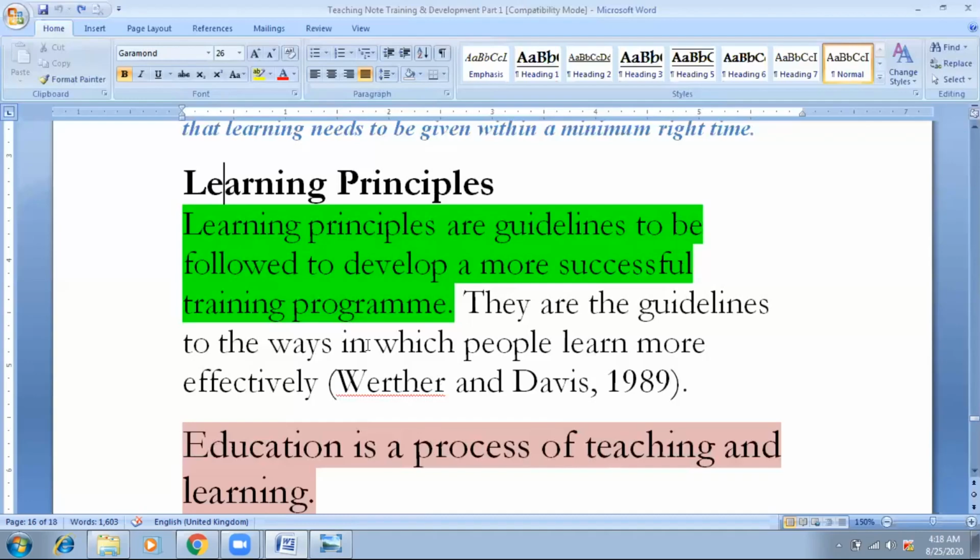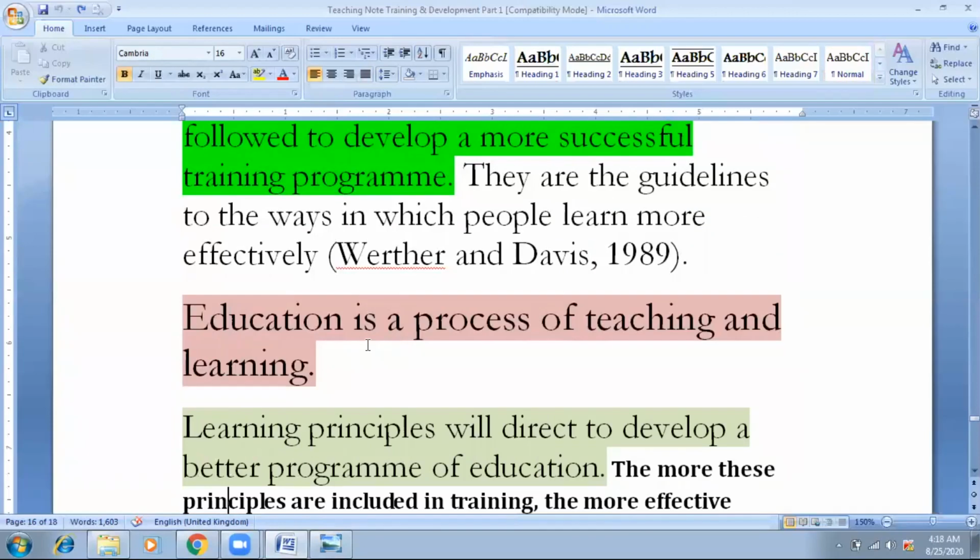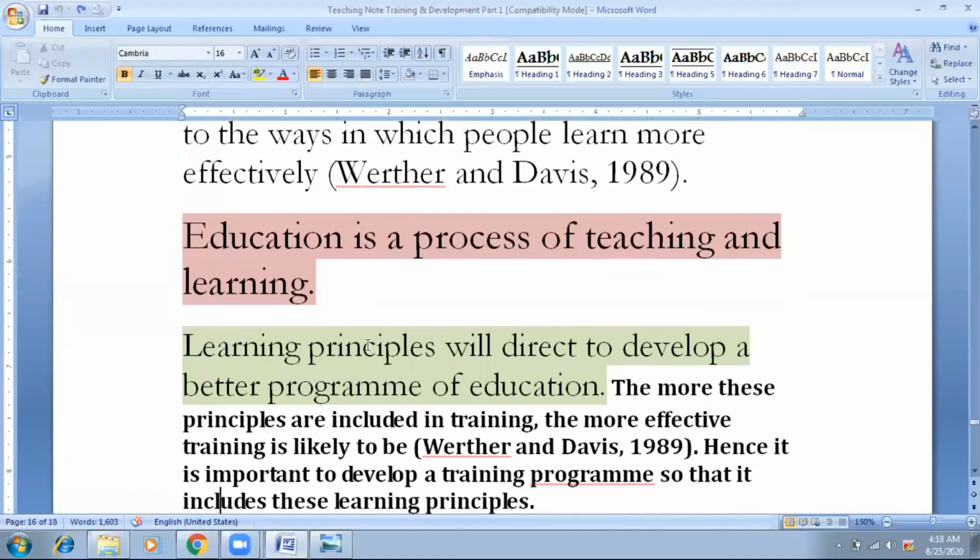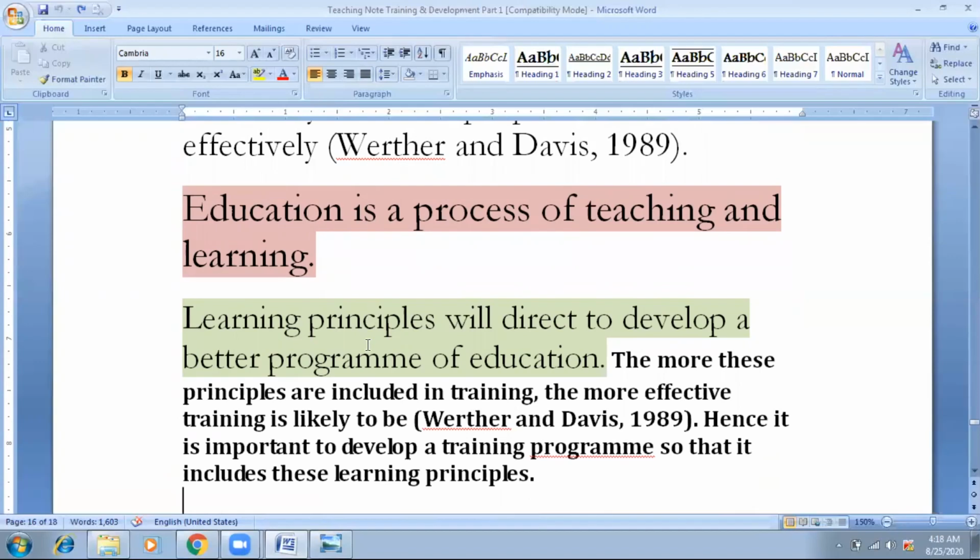Okay, so education is a process of teaching and learning. There is teaching, there is learning within education, right? Now you are dealing with education, so you are learning, I am teaching. So education is a process of teaching and learning. So learning principles will direct us to develop a better program of education.